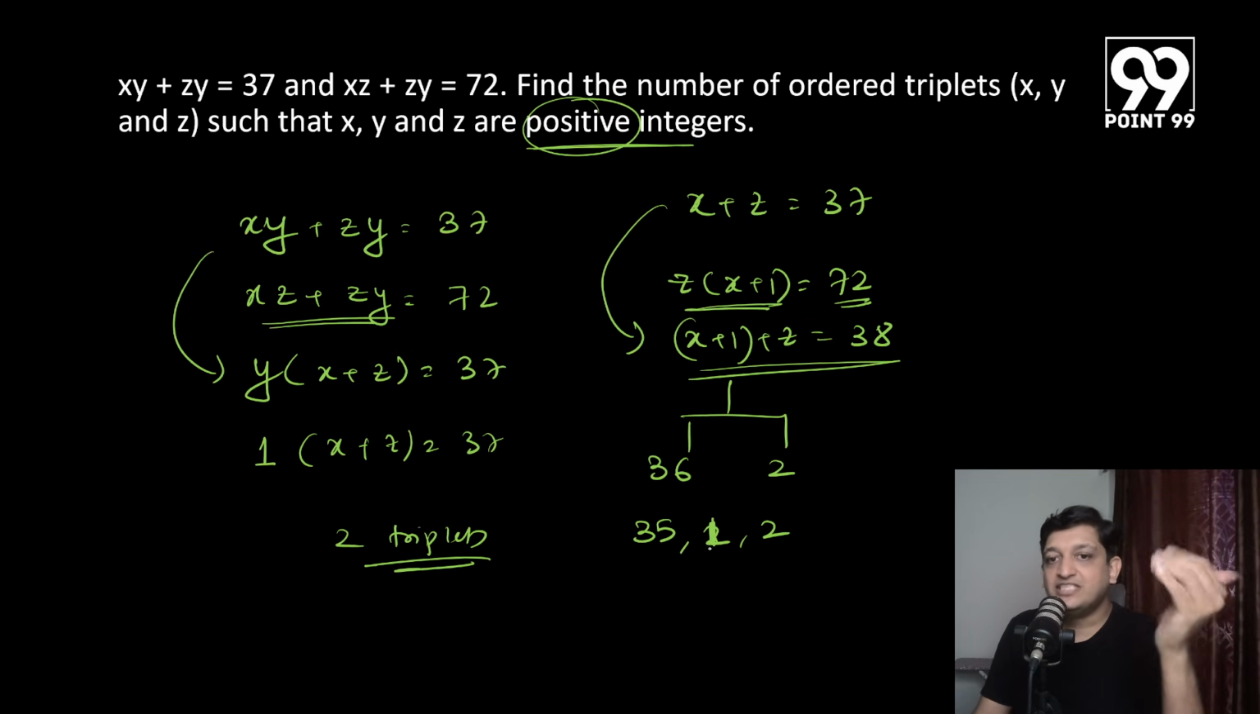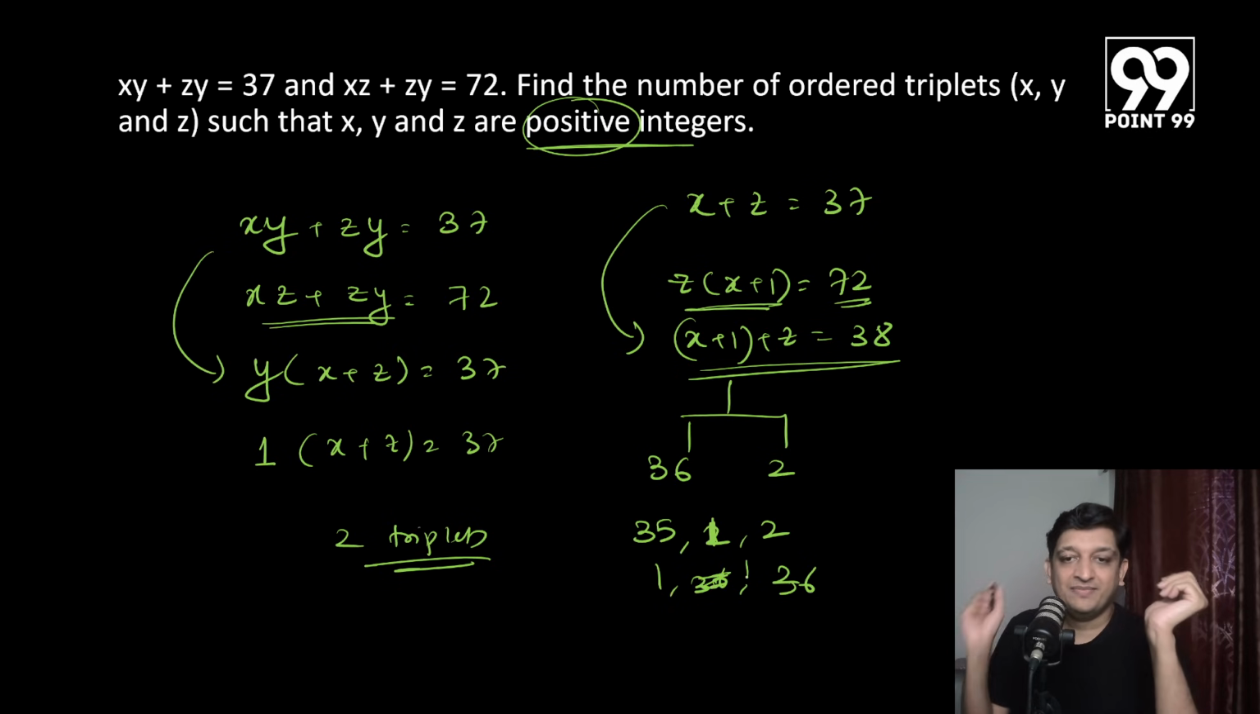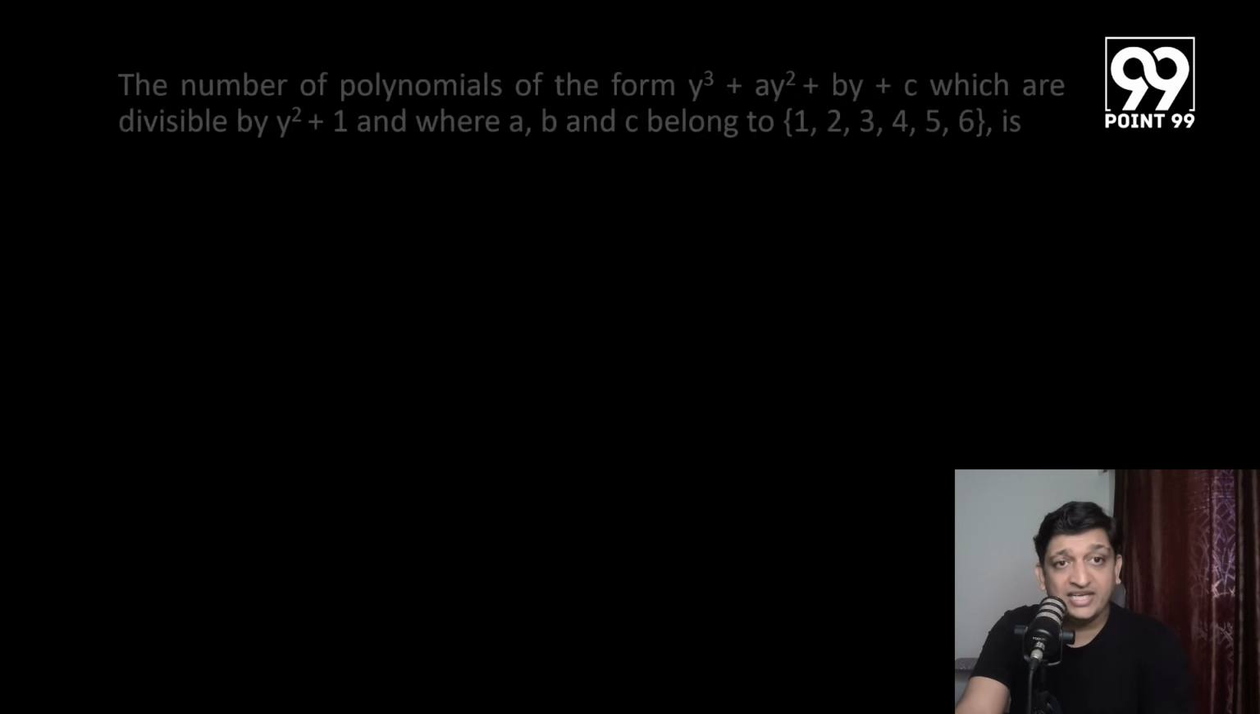The other way is x plus 1 equals 2, which makes x equals 1, which basically makes z equals 36 and y equals 1 again. So that is basically how we will go about it, and that's why the correct answer to this question will be two triplets that will be possible. Let's look at the next question now.